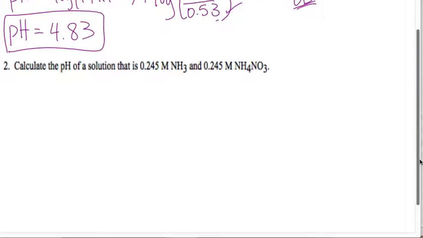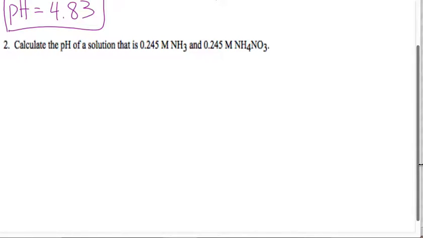All right, let's do this next one. Calculate the pH of a solution that is 0.254 molar NH3 and 0.254 molar NH4NO3. What do we have? What is NH3? Weak base. This is a salt, but what does that salt contain? NH4+, which is what? The conjugate acid to that base. We have a weak base and its conjugate. That means we have a buffer.